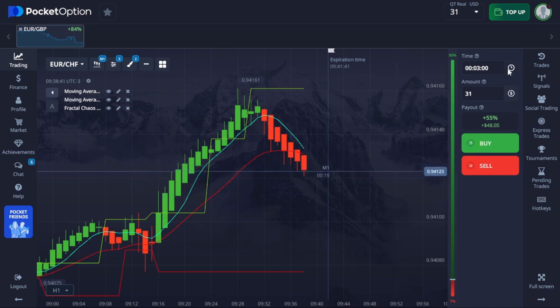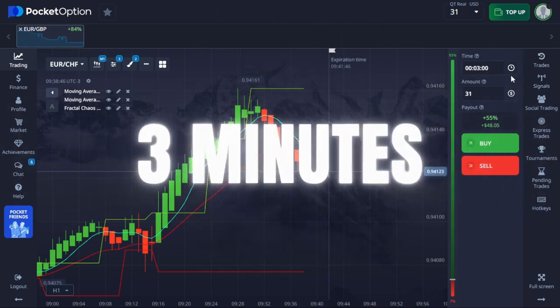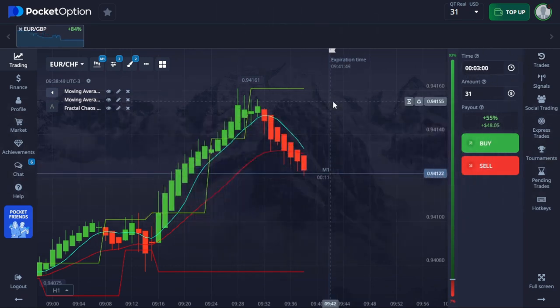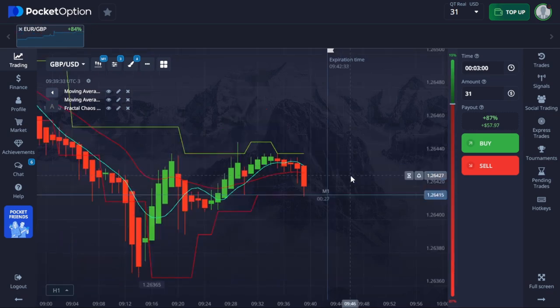Now with the indicators configured, guys, look for a clear entry. I use $31 for a 3-minute trade. That's very important. I'll explain the first entry when I find it. Here we have a possible position. Okay, but let's try to find another one.